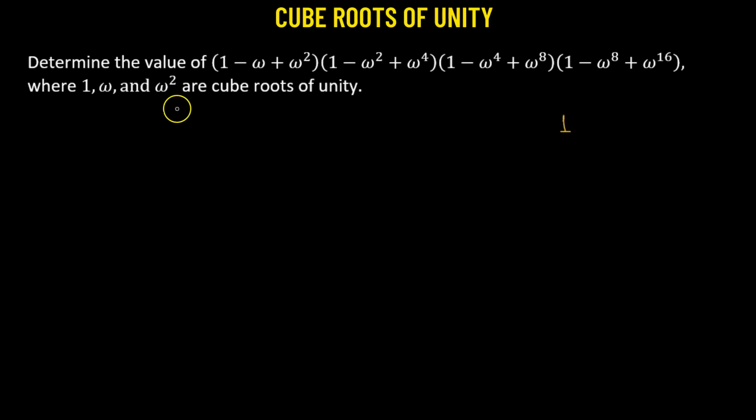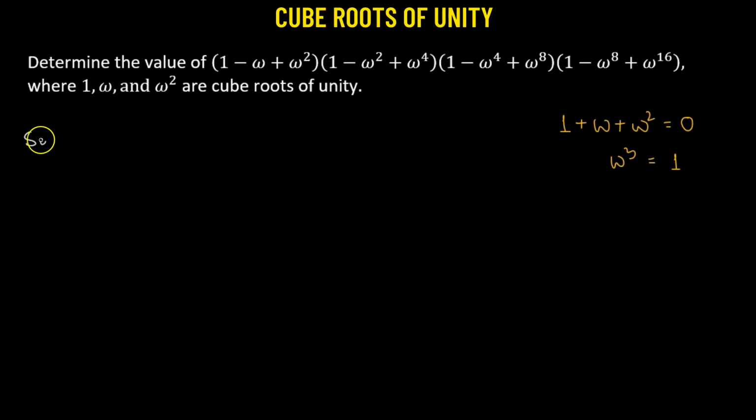If 1, omega and omega square are the cube roots of unity, then the sum of the roots, which will be 1 plus omega plus omega square, that value is equal to 0. And the product of the roots, which is 1 times omega times omega squared, giving us omega cube, that value will be equal to 1. We'll use this property to find out the value of this given expression.